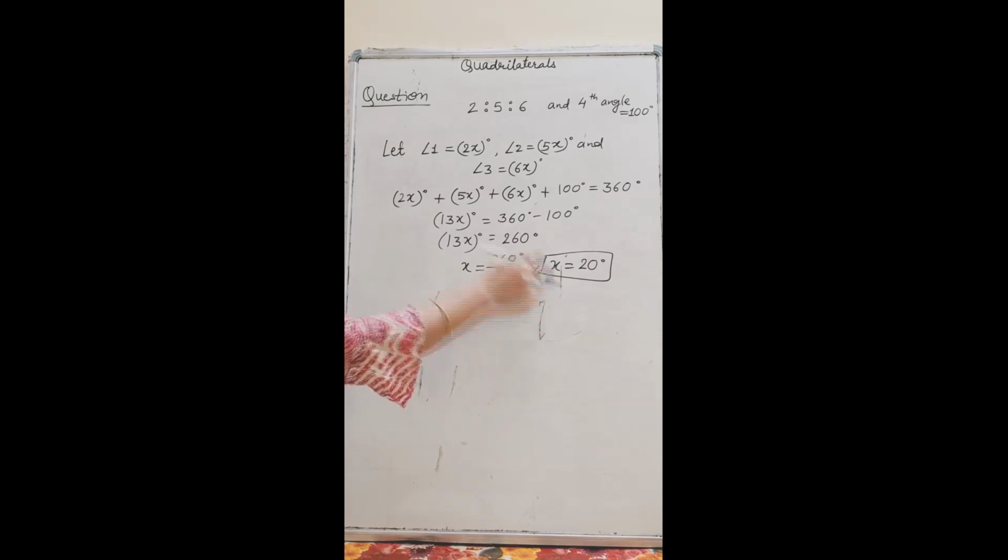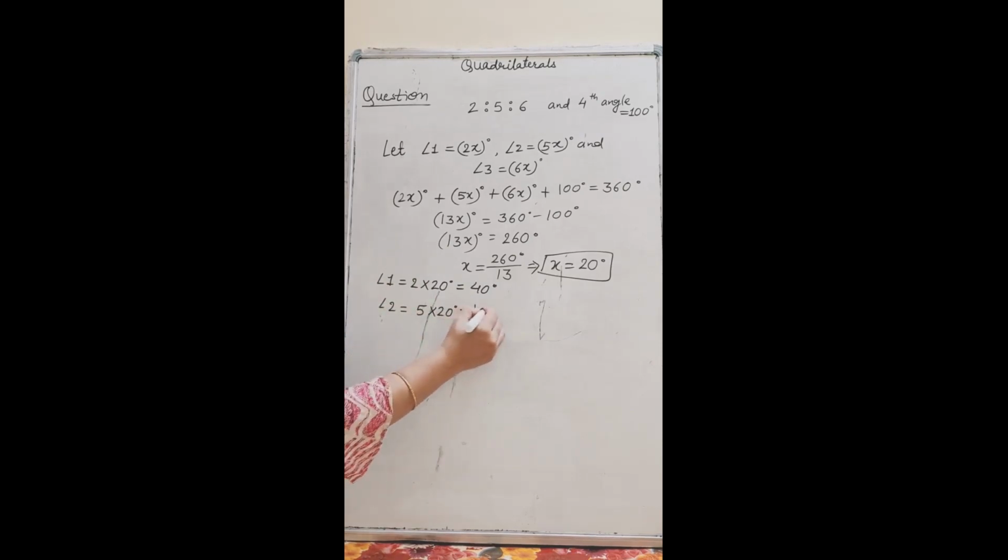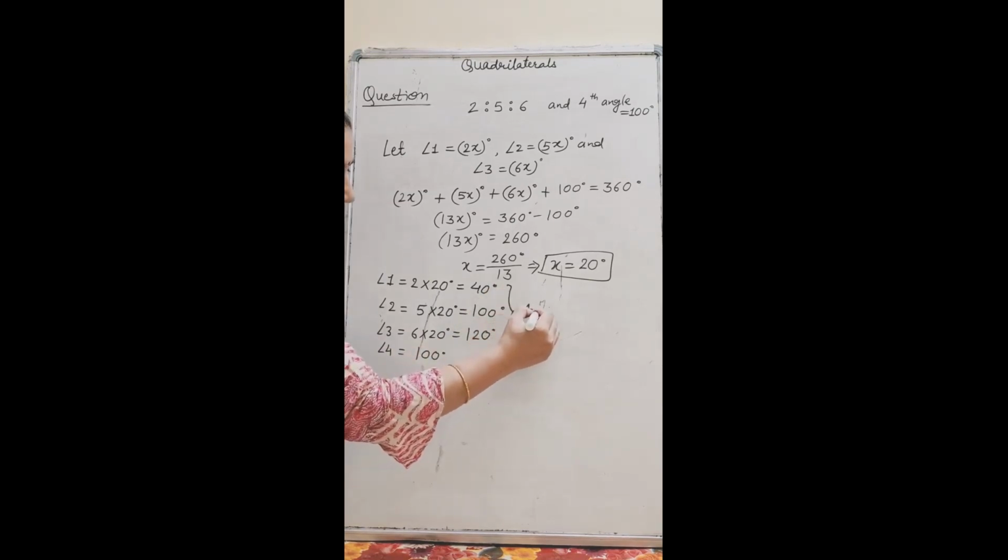Now this value of x will be replaced here to calculate all the three angles. So angle 1, 2 into 20 degree is equal to 40 degree. Angle 2, 5 into 20 degree is equal to 100 degree. Angle 3, 6 into 20 degree is 120 degree. And the fourth angle is already given, this is 100 degree. So these three angles are our answer: 40 degree, 100 degree and 120 degree.